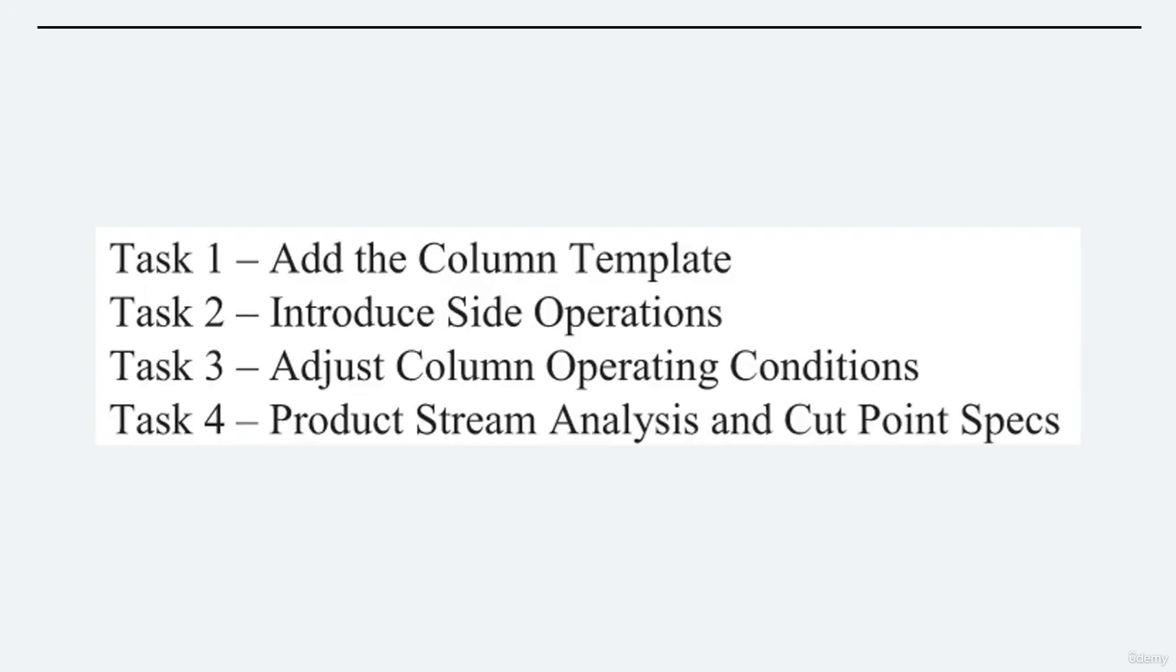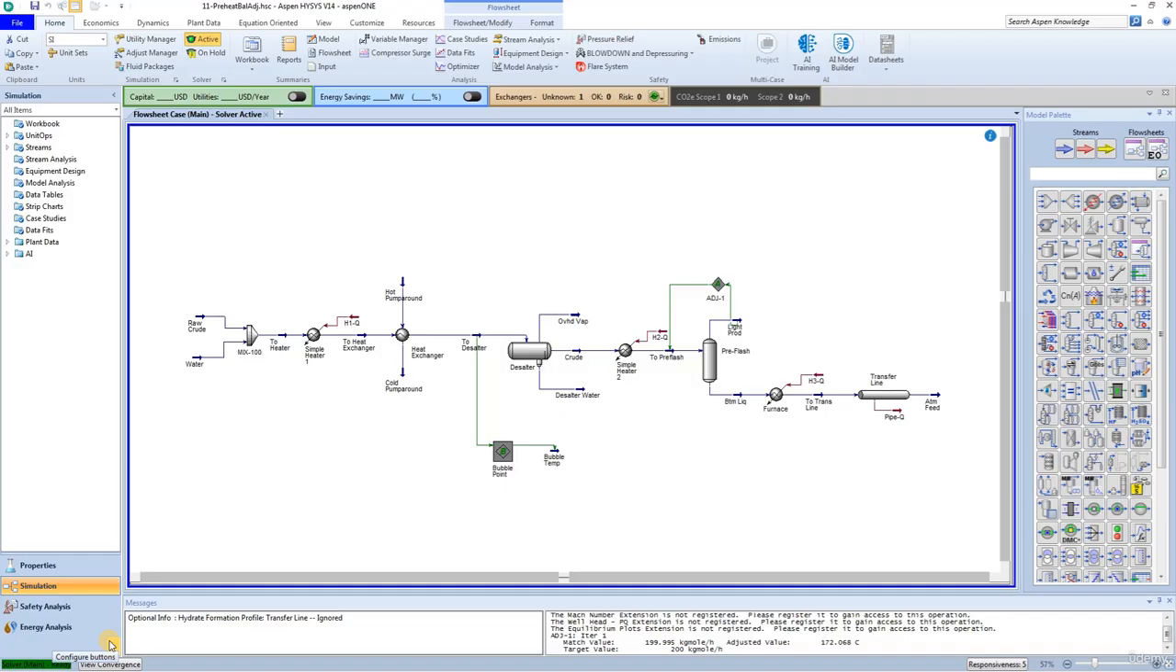This video includes the following tasks. Task 1. Add column template. Task 2. Introduce side operations. Task 3. Adjust column operating conditions. Task 4. Product stream analysis and cut point specs.